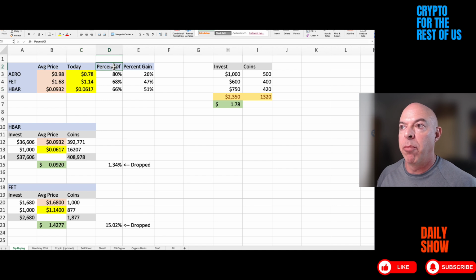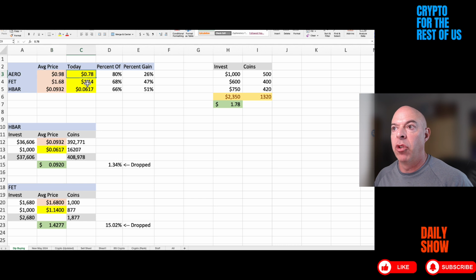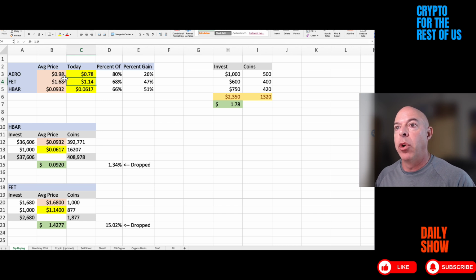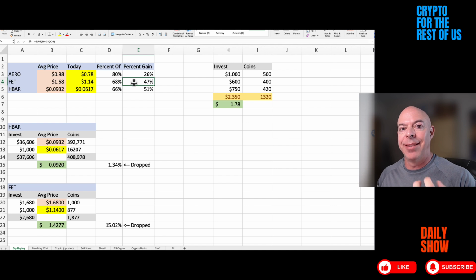I like to quickly look at the percentage. What percentage is this of my average price? Assuming all the prices are lower, you can see that 0.78 is about 80% of 0.98. But what's really important here, I like to look at percent gain. This is real simple. It just says that if I buy at today's price, for example Fetch at $1.14, and it goes up to my average price, which I'm very happy with, if it were to just hit my average price, I would make a 47% gain on whatever I invest today.